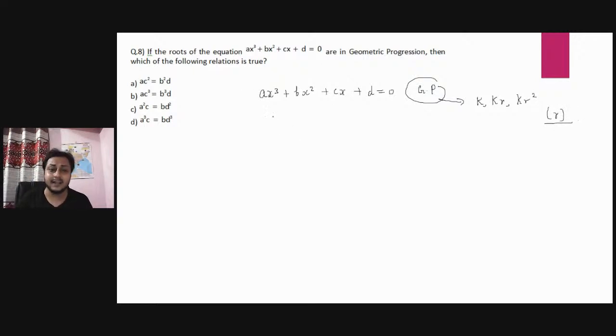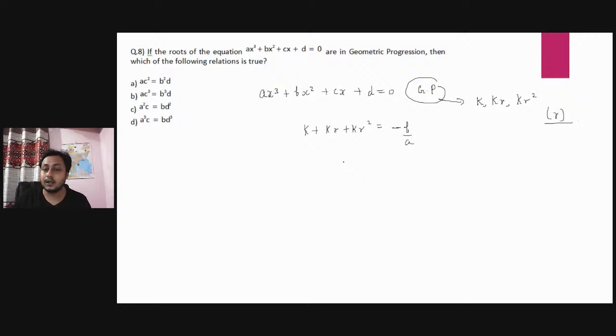So guys, again, just apply sum of the roots taken 1 at a time, sum of the roots taken 2 at a time, sum of the roots taken 3 at a time. Then you can easily find the relation between these variables. So first, the sum of the roots taken 1 at a time, k plus kr plus kr square, should be equal to minus b by a, as I have already told you in the second or third question.